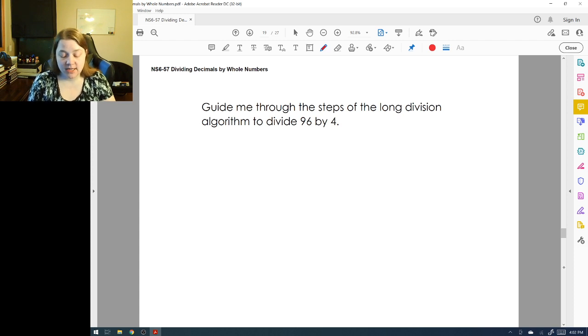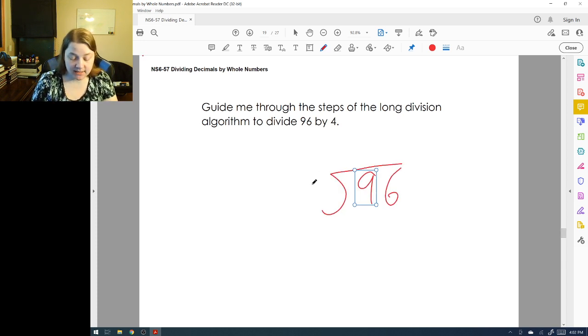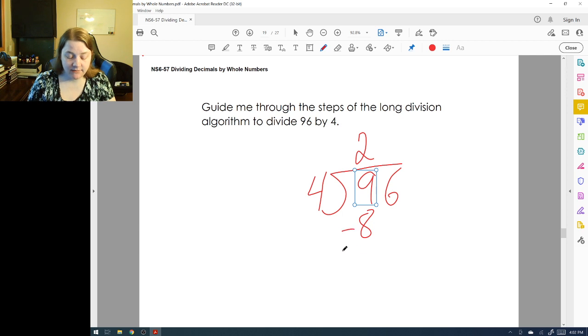So we're going to take a look at the steps of long division for 96 divided by 4. Can 4 go into 9? We're going to look at just the 9 first. Yes, 4 can go into 9. And 4 can go into 9 twice. 2 times 4 is 8. 9 minus 8 leaves us 1 left over.